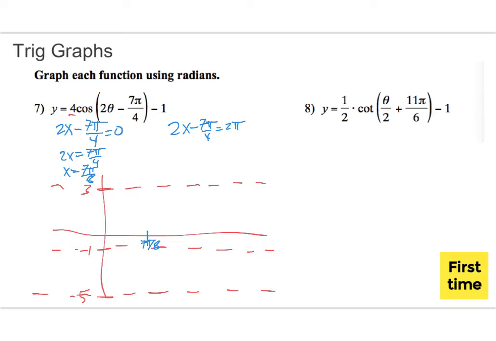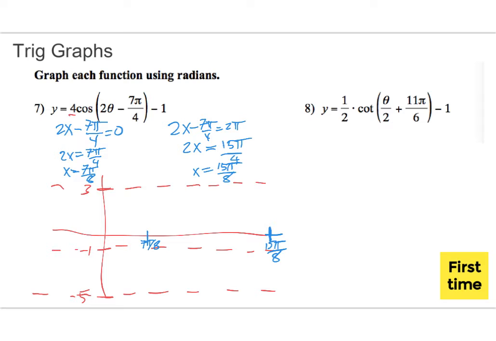And I'm going to have an end value at 2x minus 7 pi over 4 is equal to 2 pi. That would be 8 pi over 4, so if I add 7 pi over 4 to the other side, that's going to give me 15 pi over 4. Dividing by 2 gives me 15 pi over 8. I'm going to put that somewhere here-ish. I don't know why I extended that, but I did.